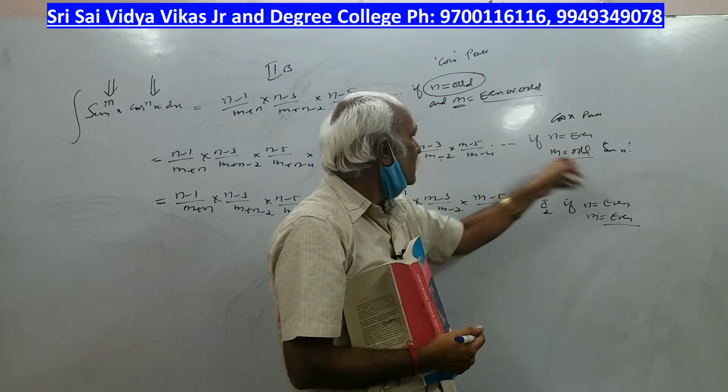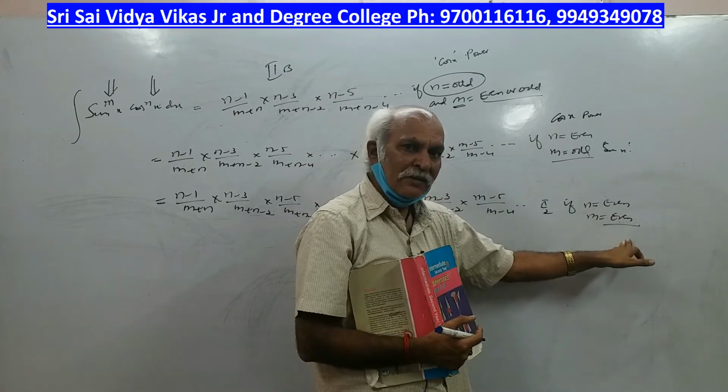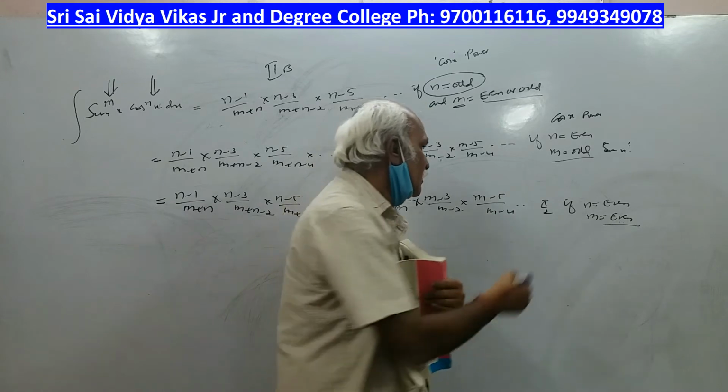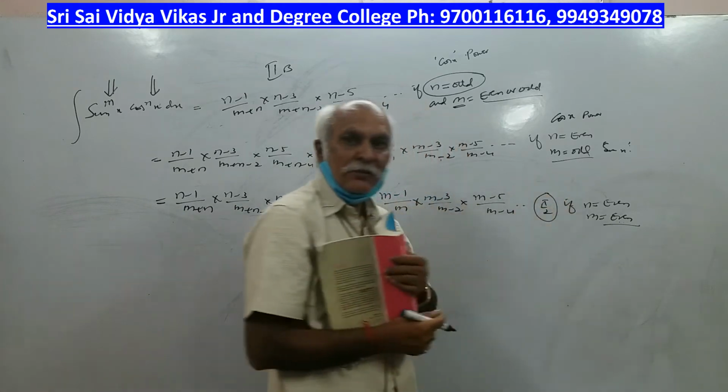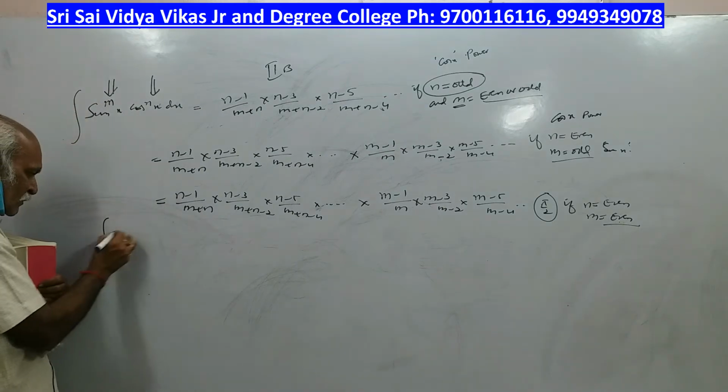So if it is even, then this formula will come. The same formula, when cos power is even and sin power is also even. But what is extra? Here pi by 2, as we have just seen. Okay, so you have to be careful with this formula. Now look at it, we will do one problem.